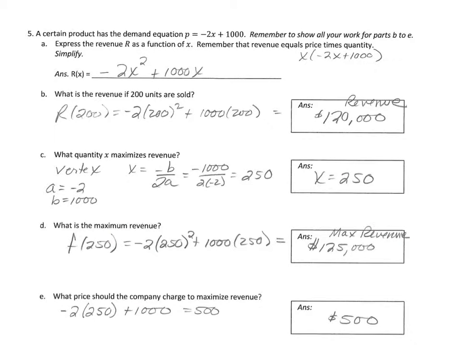For number 5, we have a demand function, and what we have been doing is following along with your book and saying that when they tell you you have a demand function, that's your price equation. And then we know that revenue is price times quantity. So the first thing, express the revenue as a function of x. We want to take x times the price. Go ahead and simplify as it asks you, and you get negative 2x squared plus 1,000x.